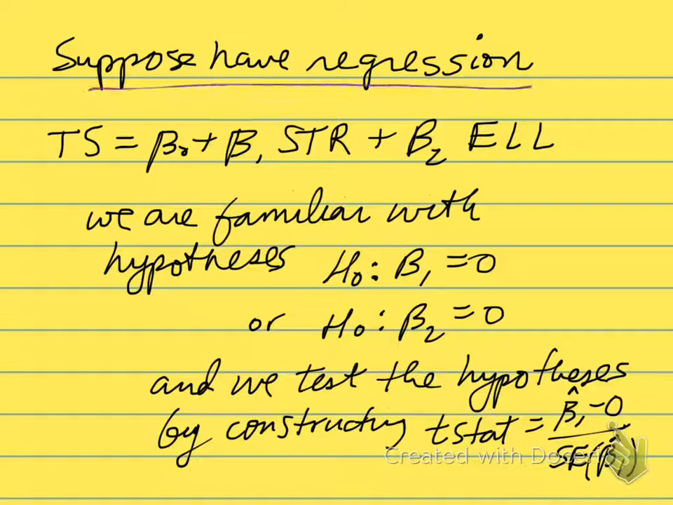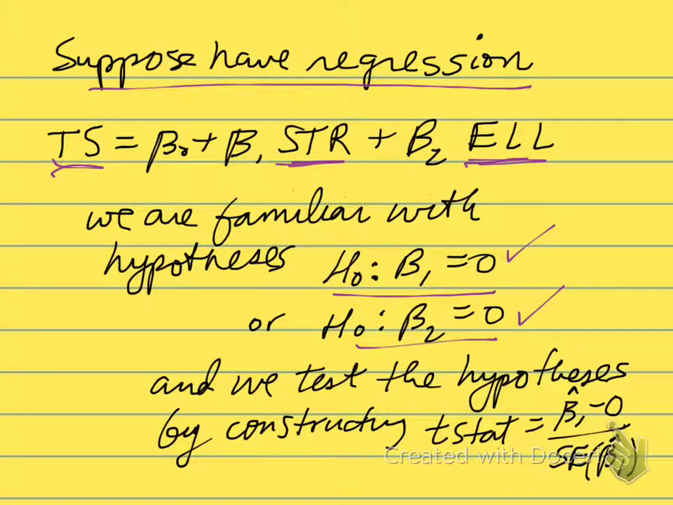Suppose we have a regression, test score equals a function of the student-teacher ratio and the percent English language learners, following our Stock and Watson example. We're familiar with the null hypothesis that the coefficient on student-teacher ratio, beta 1, is equal to 0, or the null hypothesis that beta 2, the coefficient on English language learners, is equal to 0. And we know how to test each one of those individual hypotheses.